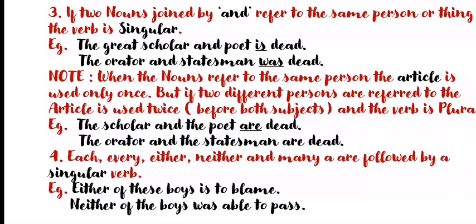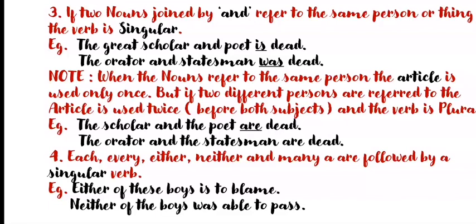But if two different persons are referred to, the article is used twice before both subjects and the verb is plural. The scholar and the poet are dead. So here the subjects are two, the scholar and the poet are two different people. So the article is used with both the subjects. They are connected with conjunction and. So the verb used is plural, are. The orator and the statesman, two subjects, two different people connected with conjunction and. The verb used is plural, are.